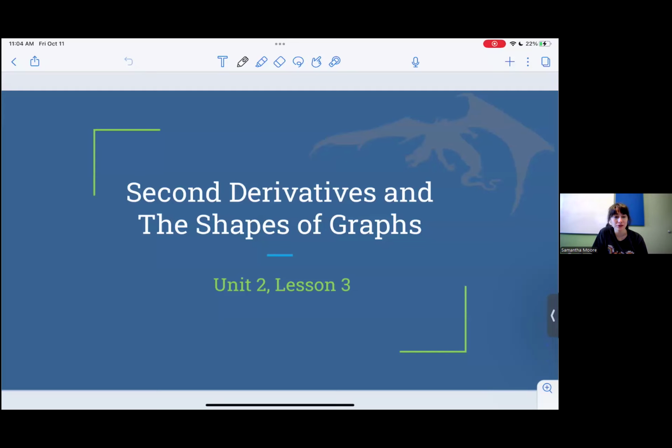So in our last video, we talked about first derivatives and how they were related to the shapes of the graph. In particular, in regions where the first derivative is always positive, then you know your original function is increasing. And in regions where f prime is negative, you know that f is decreasing. So what we're trying to do today is figure out a similar thing for what the second derivative tells us about the graph of f.